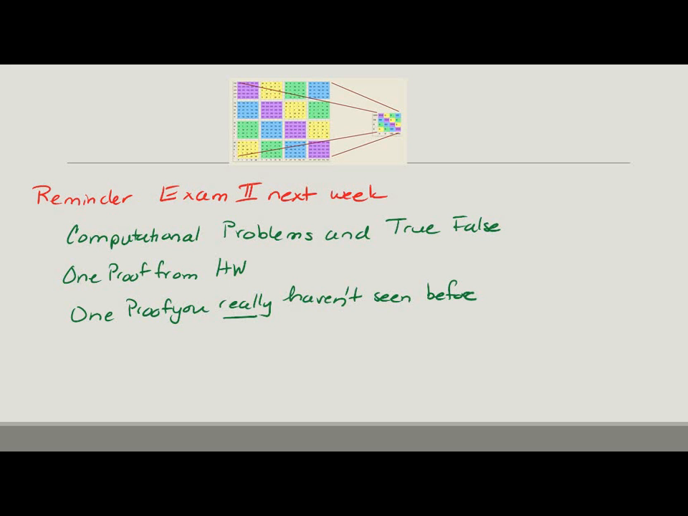There'll be true and false questions. I think every math professor loves those, right? We all love them. So they're on there. And one proof that will be from the homework, and one proof you really haven't seen before because I've not really been following the homework in the book. So you really wouldn't have seen anything. It won't be directly from the book or something. It's probably something that'll fit.